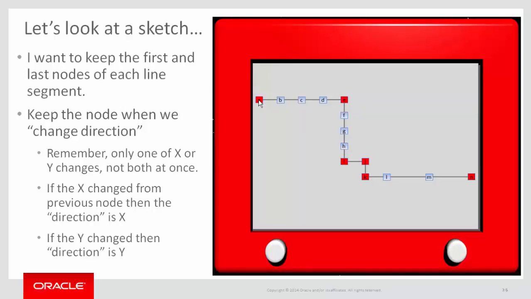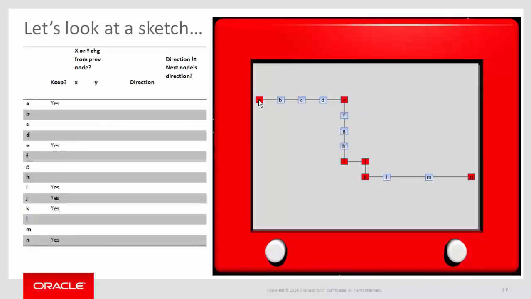So let's put all of these nodes on a chart. I know which nodes I want to keep. These are the nodes I've got in red, and it's pretty easy to say, did the X or the Y change from the previous node? From that, I can get what I'm calling the direction. And then I can see that whenever the node's direction is different from the next node's direction, that lines up exactly with the nodes that I want to keep.